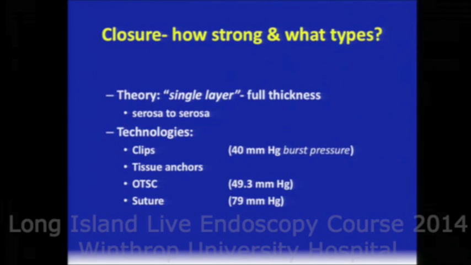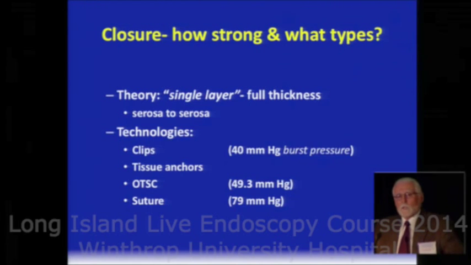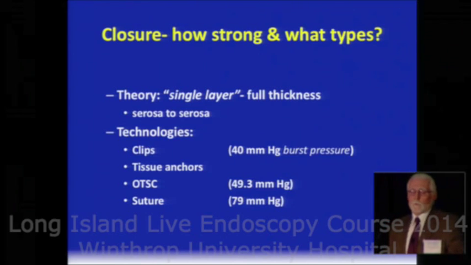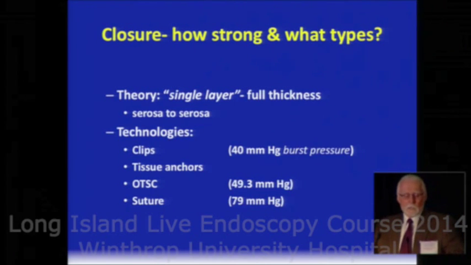So more on closure. How strong should a closure be, or how strong are these closures, and for what types of closures? In theory, the flexible endoscopist is making a single layer closure, taking all the layers of the gut wall and opposing them together. That's the basis of this style of closure, regardless of the tool that's used. The goal behind all this is to get a serosa to serosa apposition, because the serosa fuses very, very quickly and becomes a very effective seal against contamination.